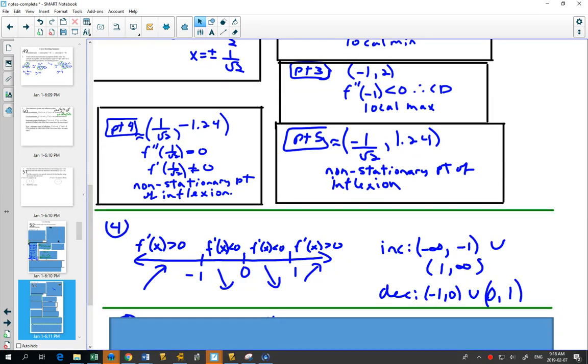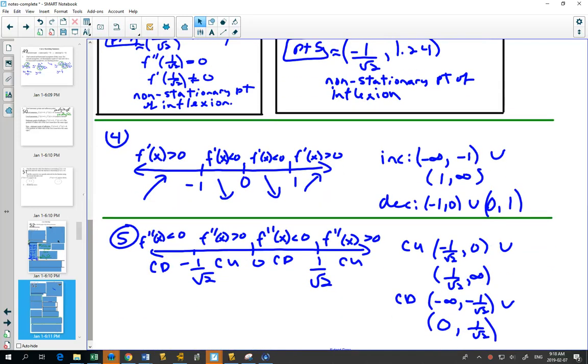I go there one, that sign diagram. Yeah.